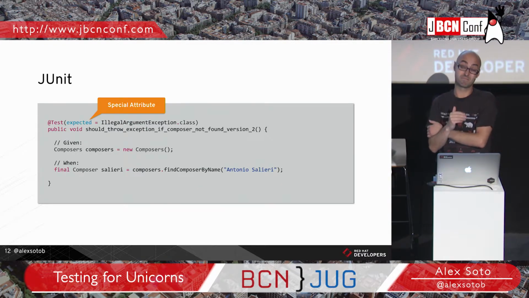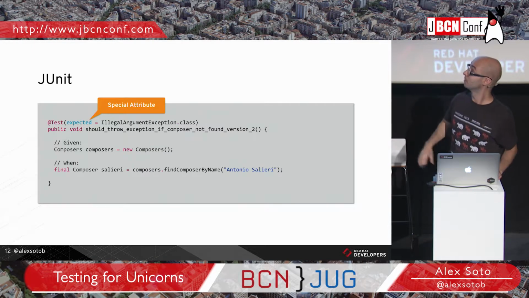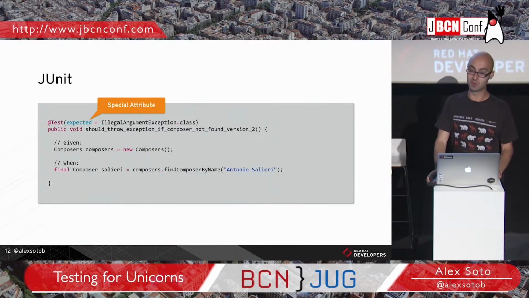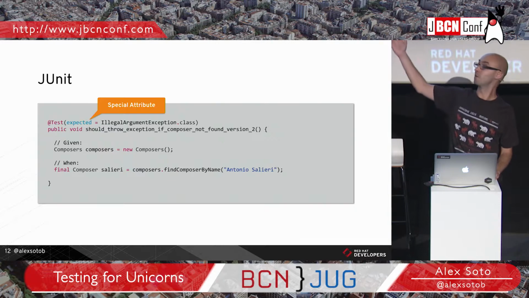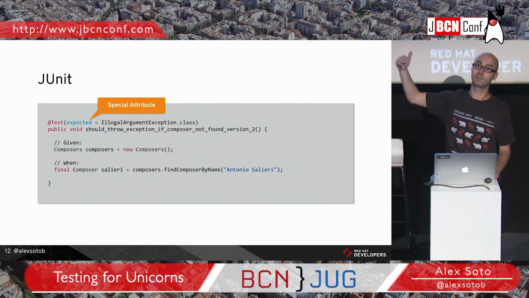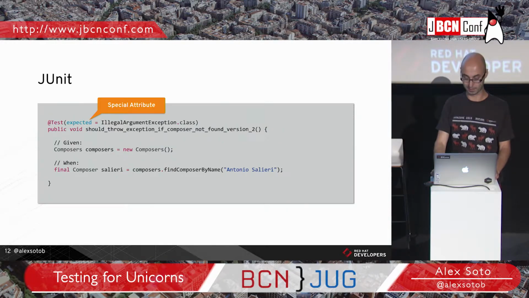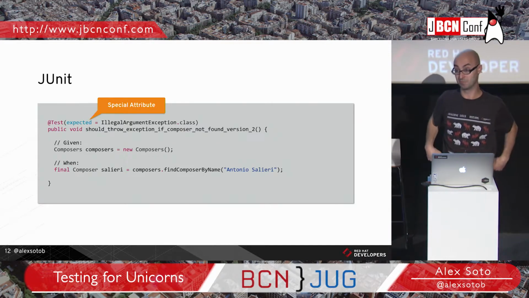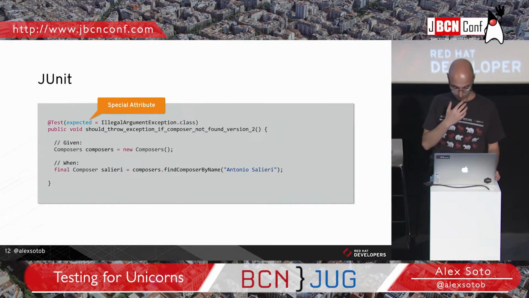It's okay, but it's not better than the previous approach. Basically, because you don't know who throws that exception. Maybe it was thrown by the new composers constructor, or maybe by find composers by name. So maybe you're testing the find composers by name exception, but you are getting a green bar because the new composers throws an exception. Also, it's an illegal argument exception, but maybe find composers by name throws 3 different types of illegal argument exception. Which is the one that you're expecting? You don't know. You're expecting one. You don't know if it's the one that is under test.